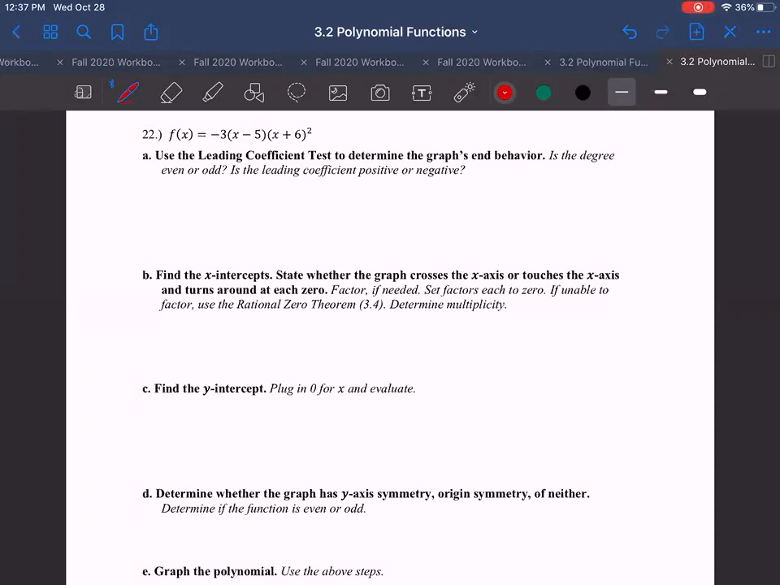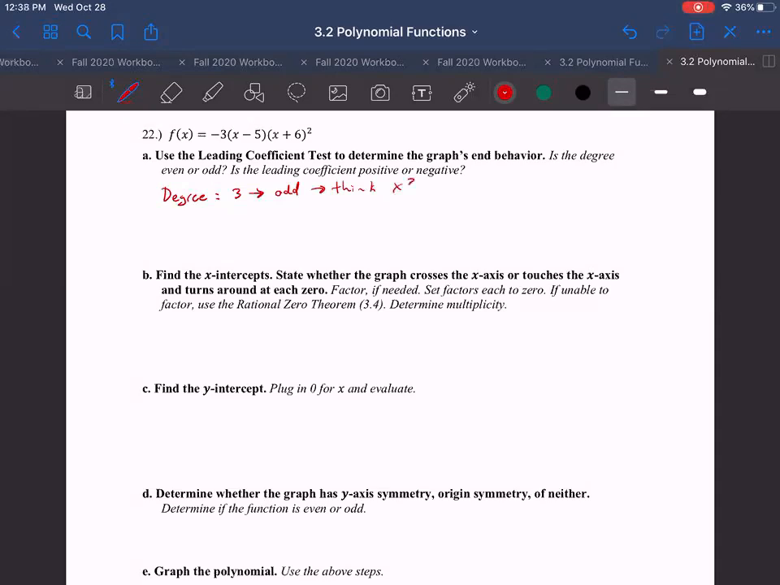All right, so let's bring everything that we've done so far together and see if we can figure out what this graph looks like, based on what we've done not just today, but in past classes as well. So first, we're going to look at the leading coefficient test and determine the end behaviors of the graph. If I look at this, I see that this has a degree of 3. So the degree is 3. That's odd.